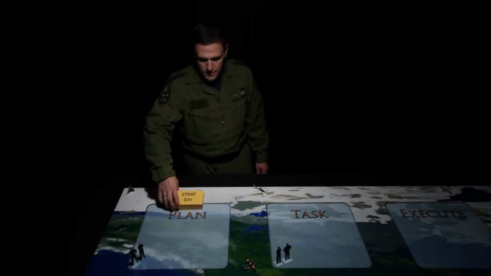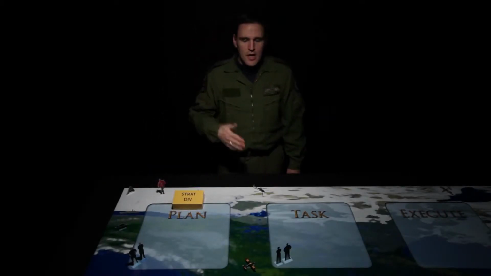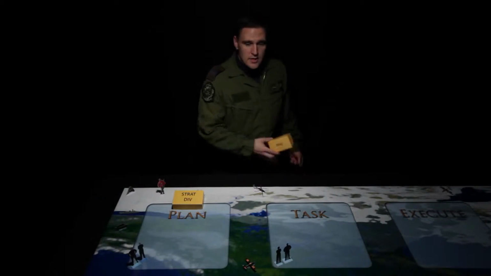So how is higher authority strategic guidance turned into action? Well, it all starts here, at the Strat Div. This is where direction and guidance from higher headquarters is translated into orders and directives. The Strat Div performs the plan function of the NAP.